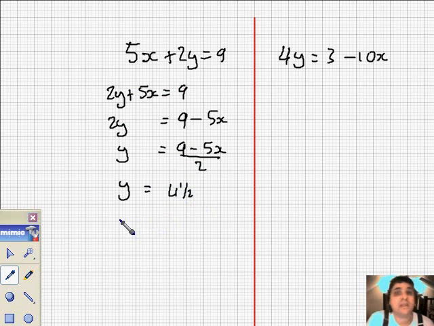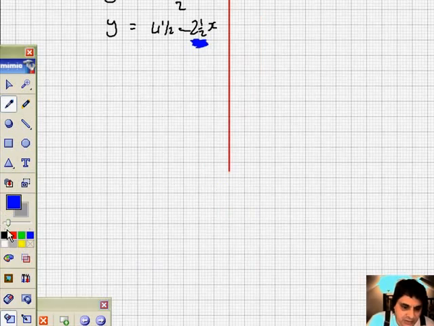Alright, so y is going to be, well, 9 divided by 2 is 4.5. So the intercept is 0, 4.5. Minus, well, 5 divided by 2 is 2.5x's. And my gradient's going to be minus 2.5. So I just want to underline that. It's all asking about gradient. So hopefully this gradient up here will also be minus 2.5. So let's just try it and see.